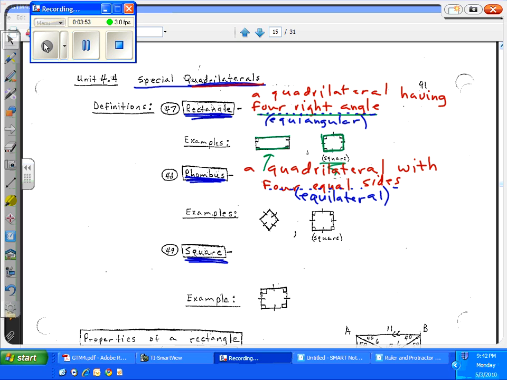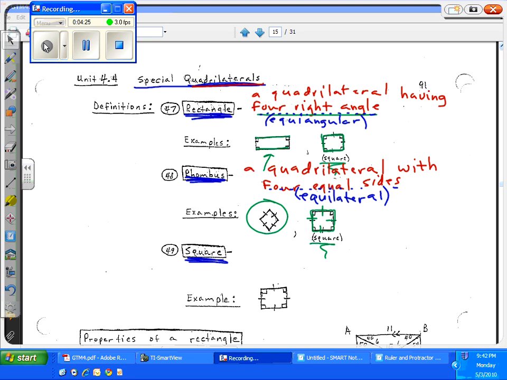A rectangle is an equiangular quadrilateral. A rhombus shape is a diamond shape, but by definition, it's 4 equal sides, and a square has 4 equal sides. And so a square is a special type of rhombus. So a rhombus is a special kind of parallelogram or a special kind of quadrilateral, and then a square is a special kind of rhombus.